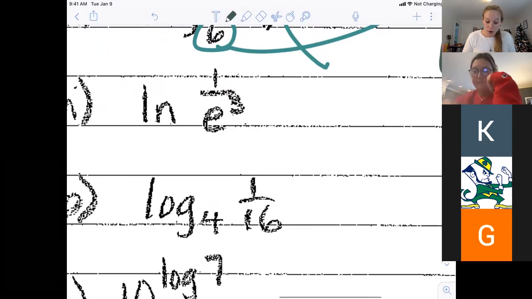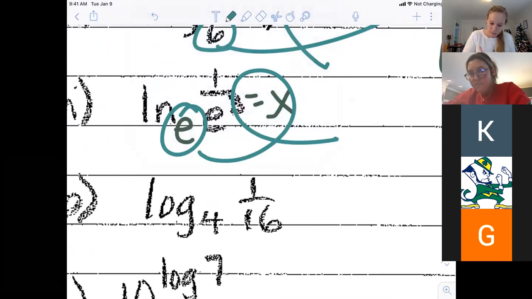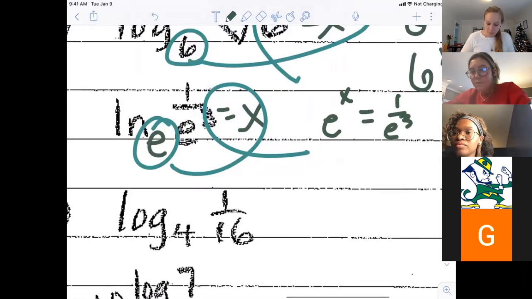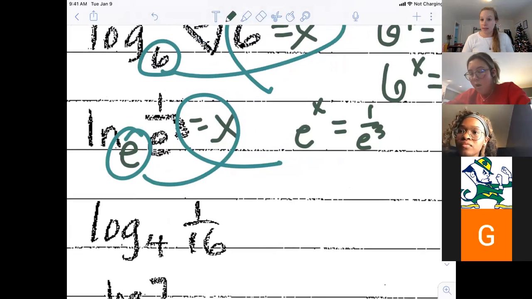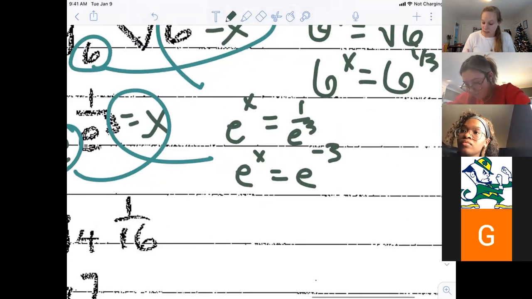ln of 1 over e to the third. Remember, ln is the same as having a base e. So I'm going to roll this guy again. e to the x equals 1 over e to the third. Like we just talked about a second ago, if it's in a fraction, make it a negative exponent to flip it. So I can make that e to the x equals e to the negative third. And now I get to just set my exponents equal to each other.